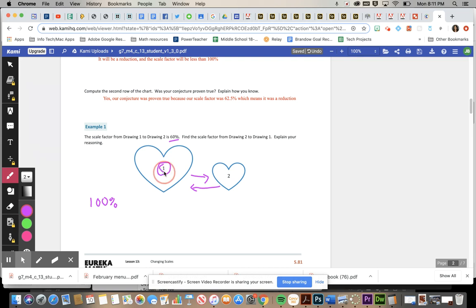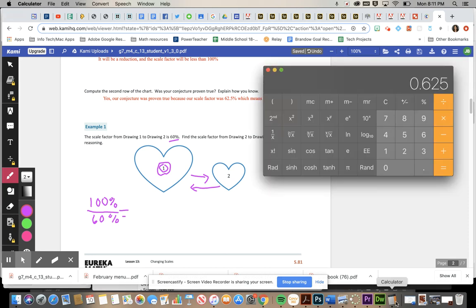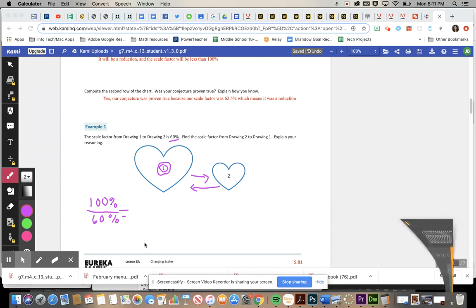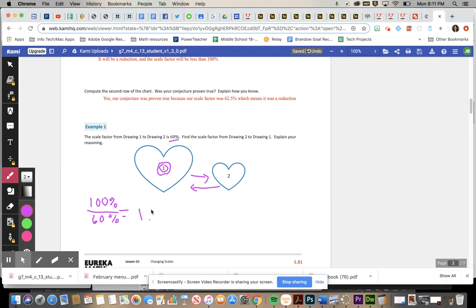If I know my first one was at 100% and I know that the other percent I had was 60, I can divide my original percent by my reduced percent. So 100 divided by 60 is 1.6666 repeating. So this would be 1.6 repeating.